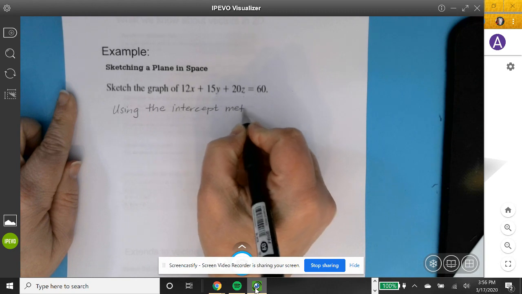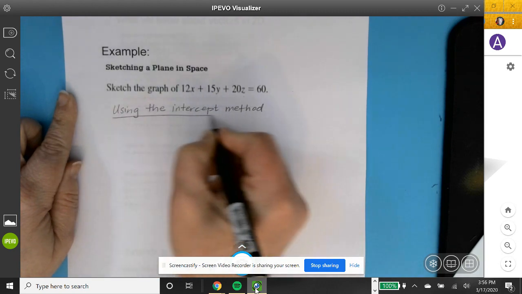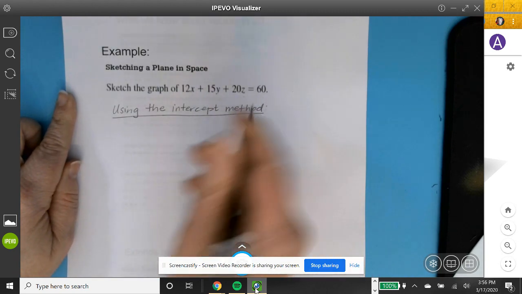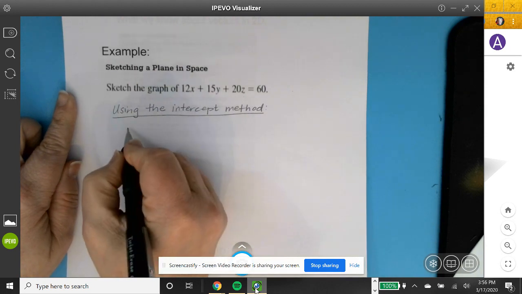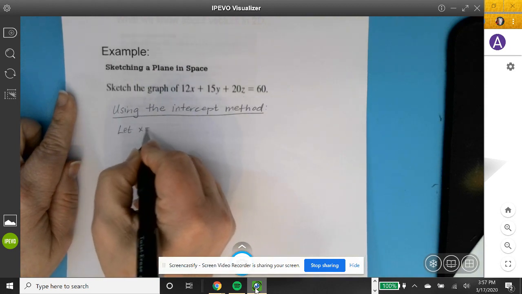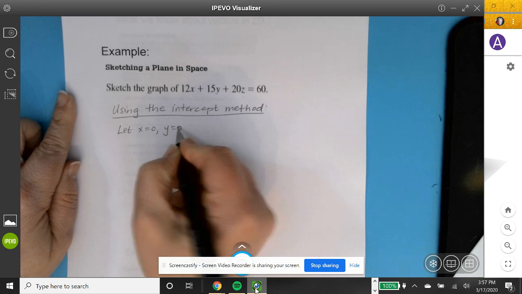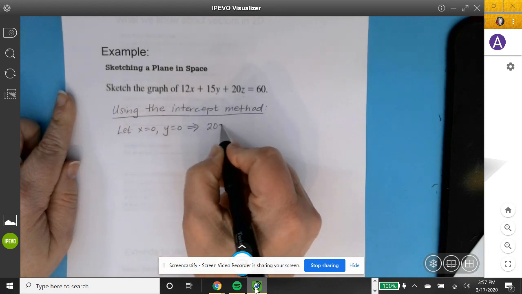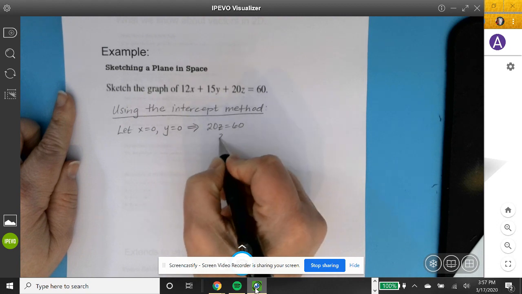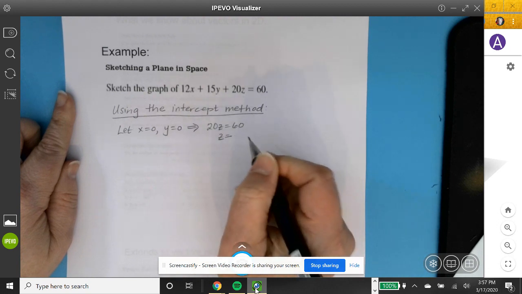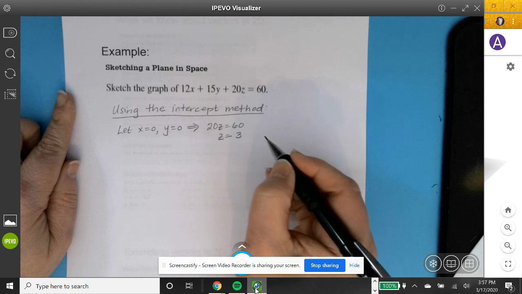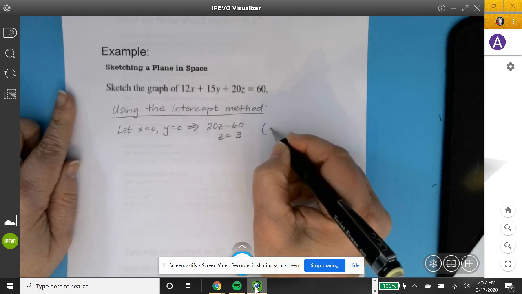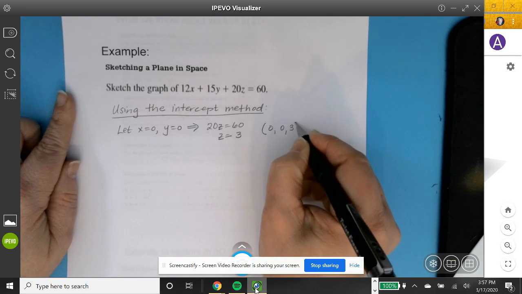And if we had 2D space, what we would do is we'd let x equal 0, and then we'd let y equal 0. But since we're in 3D space, we're going to let x equal 0 and y equal 0, which is going to give me the equation 20z equals 60, which means z will be 3. So the z-intercept is going to be 0, 0, 3.